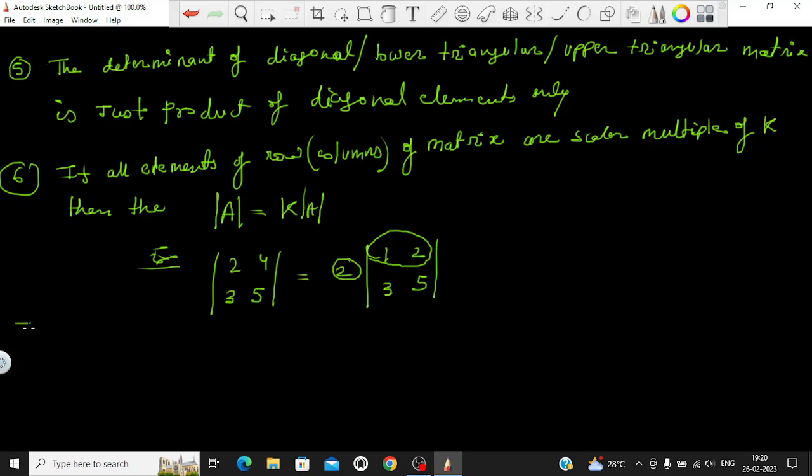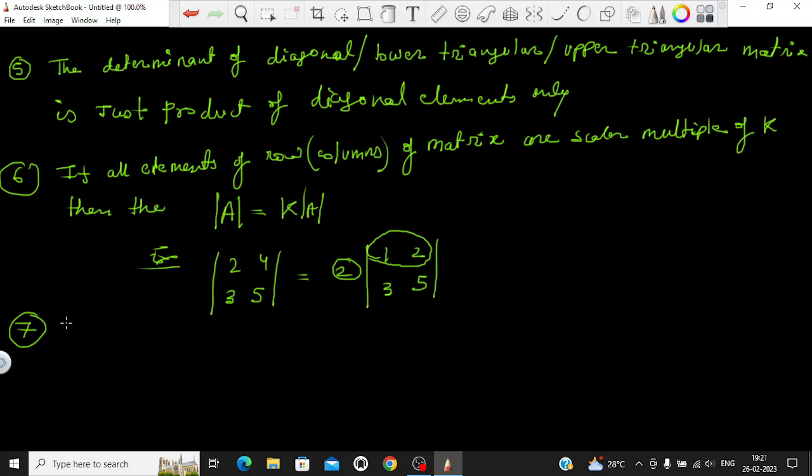Okay, this is the property. Now talking about the seventh property, if all the elements of a matrix are multiplied by a scalar value k, then we can write the determinant of kA is equal to k to the power n into the determinant of A.